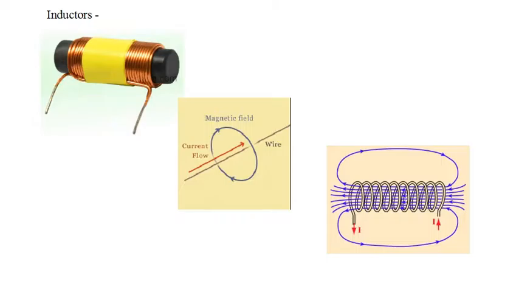The orientation of the magnetic field is determined by the right-hand rule. That is, if you grab the wire with your right hand with your thumb pointing in the direction of the current, your fingers will be pointing in the direction of the magnetic field. When wire is wrapped around a coil of N turns, the strength of the magnetic field is multiplied by a factor of N. The core of the inductor can be air, iron, or other material. The magnetic properties of the core affect the strength of the magnetic field generated by the inductor.